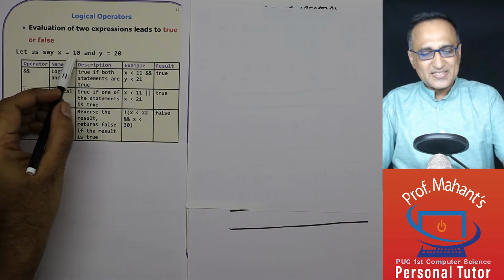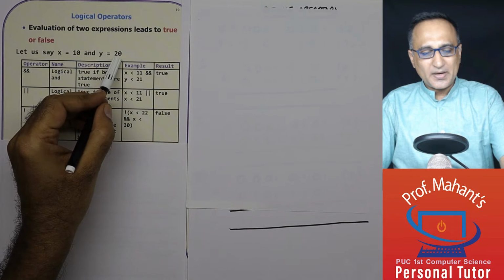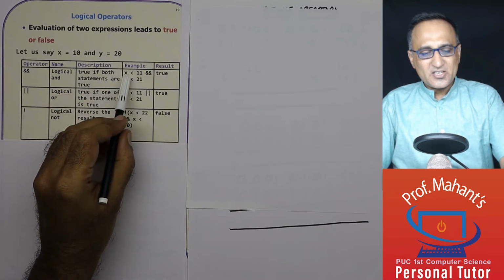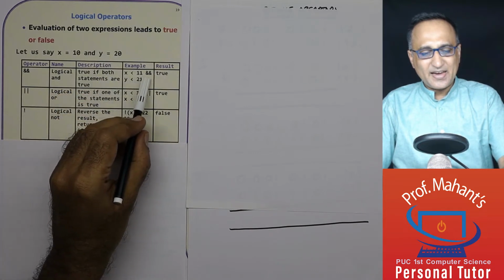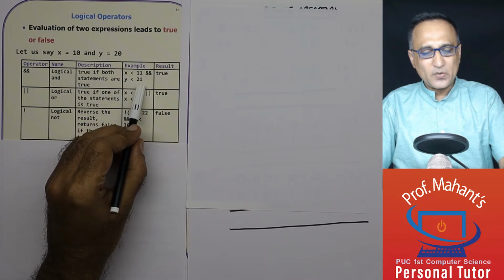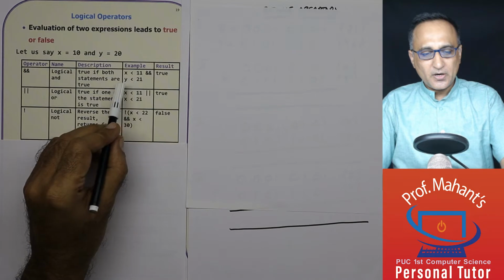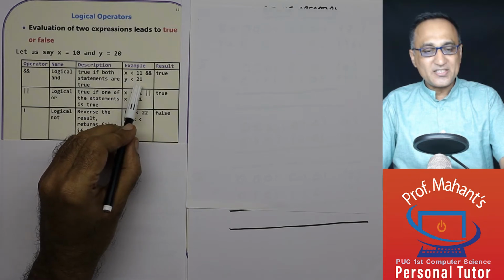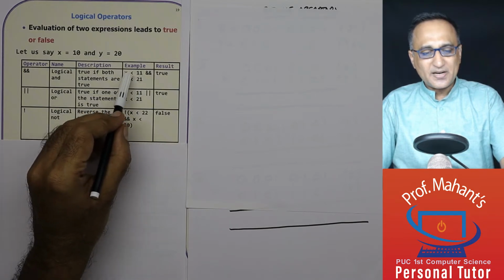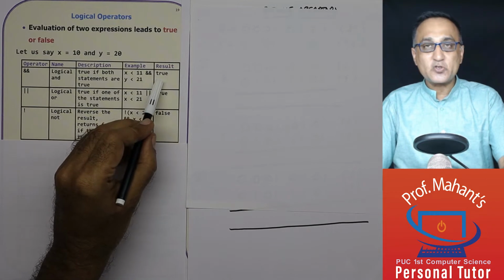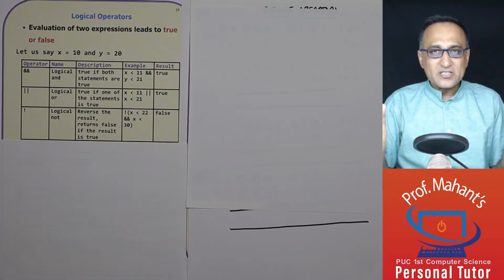If we say x is 10 and y is equal to 20, and I use the condition x less than 11 and y less than 21. 10 is less than 11 is true. 20 is less than 21, this is true. Since both the parts are true, the result happens to be true. AND means all the parts should be true. OR means any one part can be true.